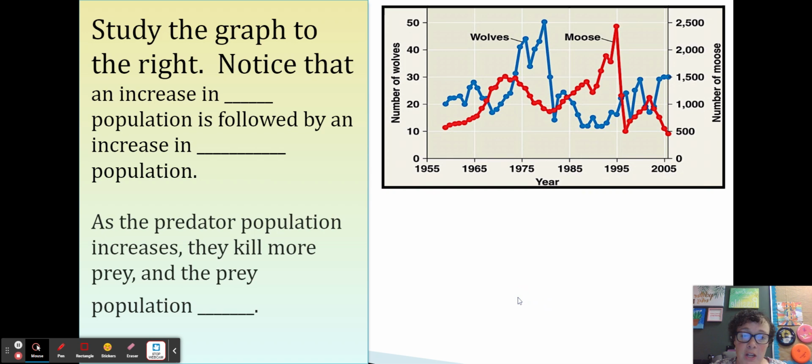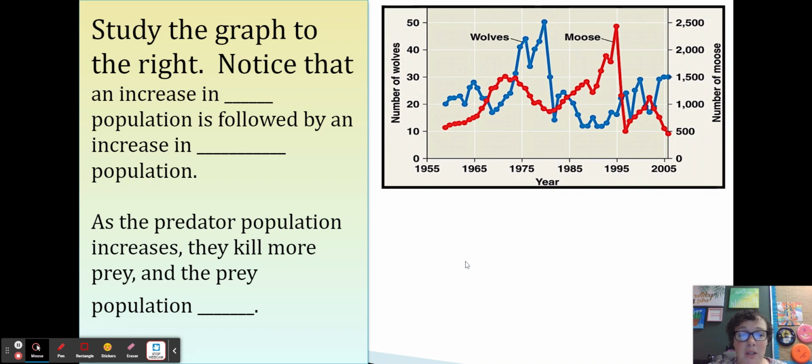And if we look over here, this graph should look familiar to us. This is a wolf and moose population. This is the graph of the data from the Isle Royale up in Lake Superior in above Michigan, where they tracked the wolf and moose population over time. The wolves are in blue and the moose are in red.